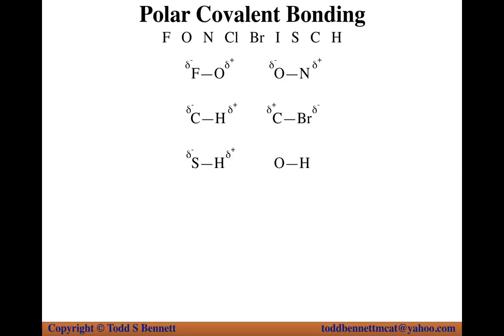Next one up, O-H. O much more than H, so that becomes a lot more polar. Delta minus, delta plus. N-I, N is more than I, so N minus, I plus. C-F, F is way up here, C is way down here, so this is a very polar bond, plus and minus. C and Cl, Cl is higher, so plus and minus. And then finally O and S. O is up here, S is here, so O will be minus, S will be plus.